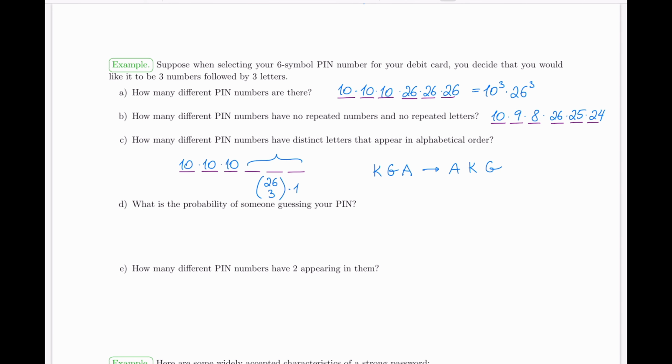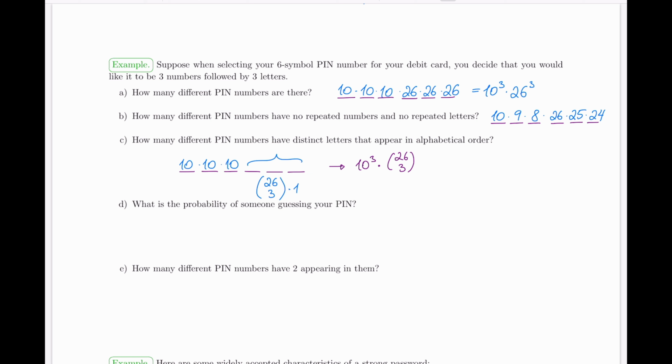To recap, we have 10 options for each of the numbers, followed by choosing 3 letters and having only one possible way to arrange them in alphabetical order. So overall, for the number of these different pins, we're going to have 10 cubed times 26 choose 3.